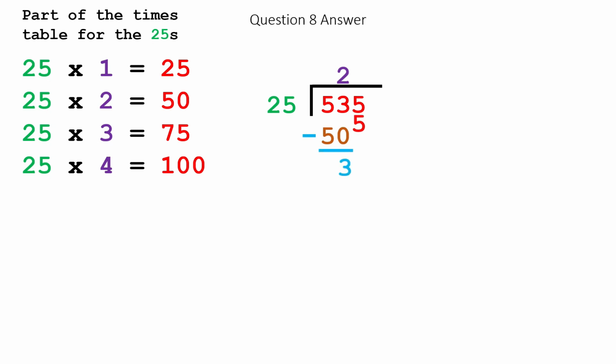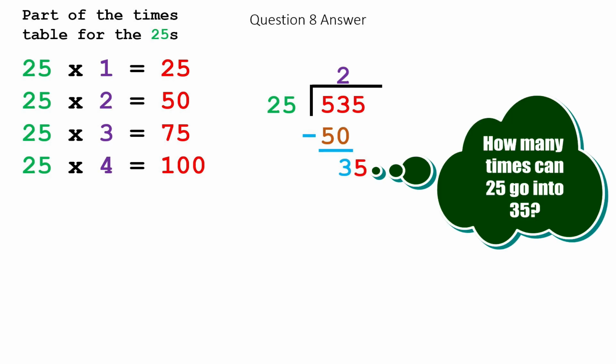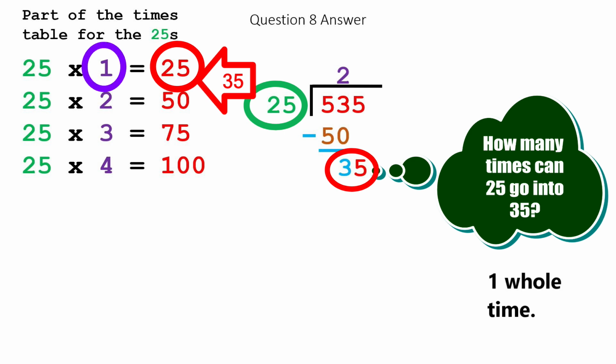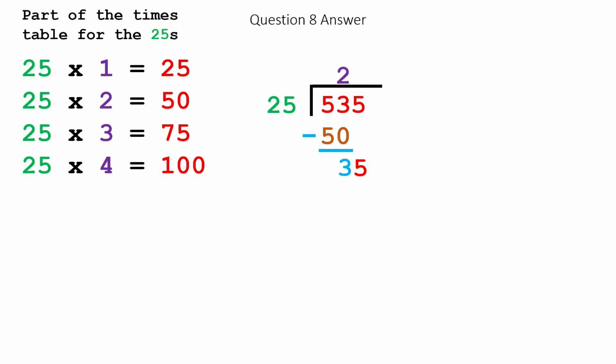Now, we bring down the 5, so our new dividend is 35. Next, we have to find how many times 25 can go into 35. We point the red arrow at the place in the list where 35 would be. Then we choose the row that has a red number that's equal to, or slightly less, than the number in our arrow. 25 is slightly less than 35, so we choose this row. The purple number in this row is 1. We write the number 1 in the answer space above the 5.